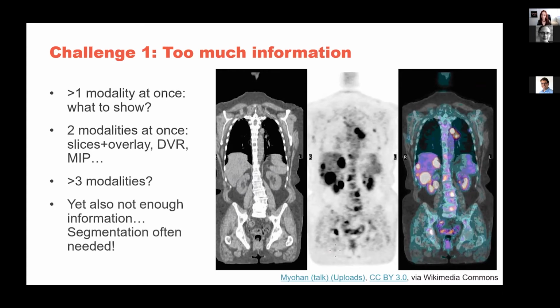Also, while we have too much information, sometimes we also don't have enough information. Because if the structure of interest does not have enough contrast with the surrounding tissue, or there are many other structures in the way, you can get something which is called occlusion, right? Or when there's not enough contrast, it will become hard to isolate the part of the data that you're interested in. So at times when combining multiple sources, you would also need to do segmentation or labeling in order to do it well. So that is one of the main challenges when visualizing multimodal data.